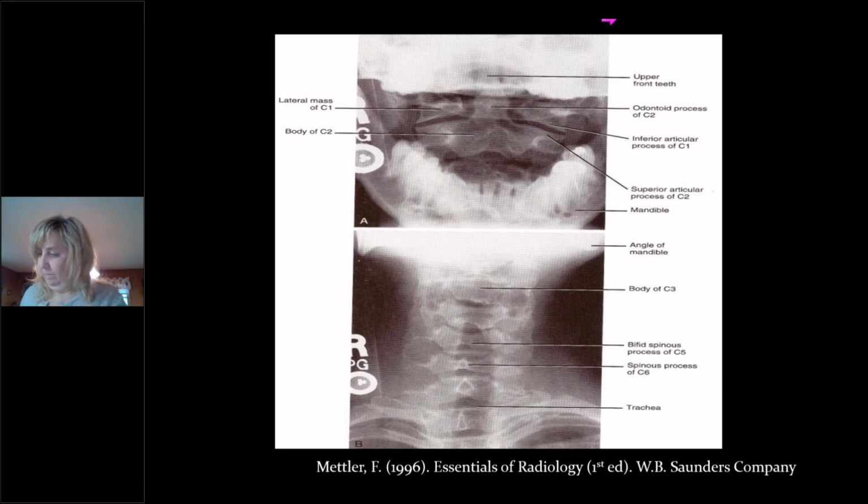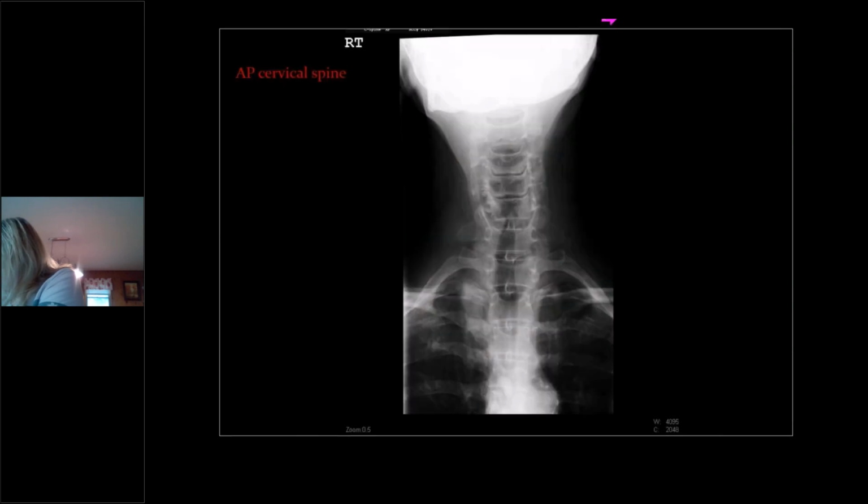And sometimes it's hard to discern. Again, you get the 75, 80-year-old patient that has a lot of arthritic changes, which makes it tough. It's not easy. So you have to look at their history and put the puzzle together and then figure out what's the right test. This is a normal AP view of cervical spine, nice and straight.